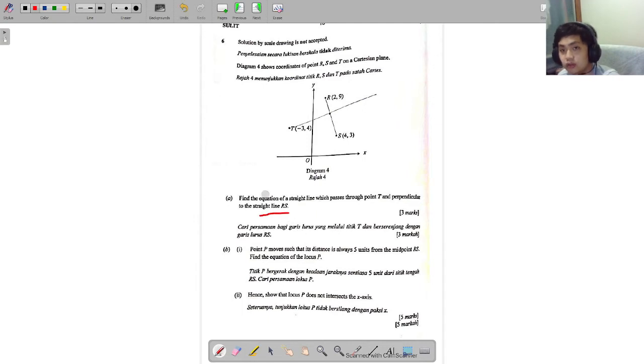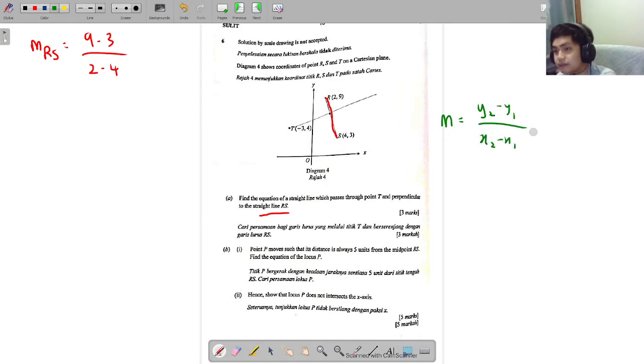So they gave us a clue, perpendicular to line RS, so I can actually connect R and S together. And I can find the gradient of RS first. So that is 9 minus 3 over 2 minus 4. So for those who are not sure about the formula, gradient is y2 minus y1 over x2 minus x1, right, between 2 points. So it is 6 over negative 2, which is negative 3.